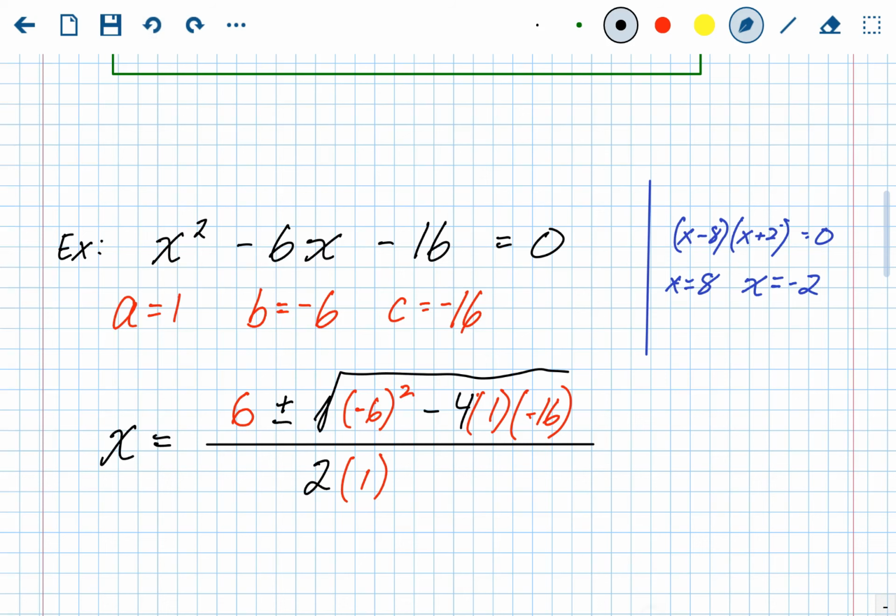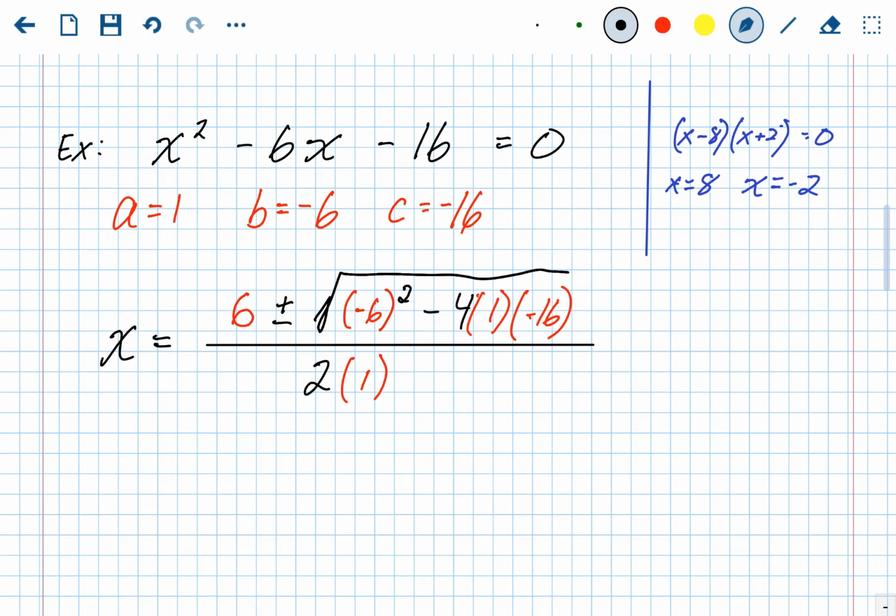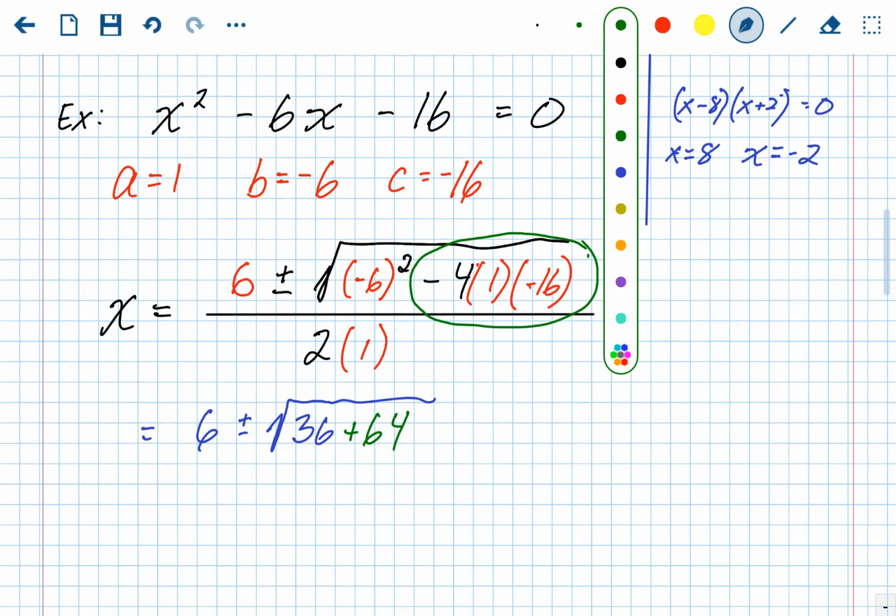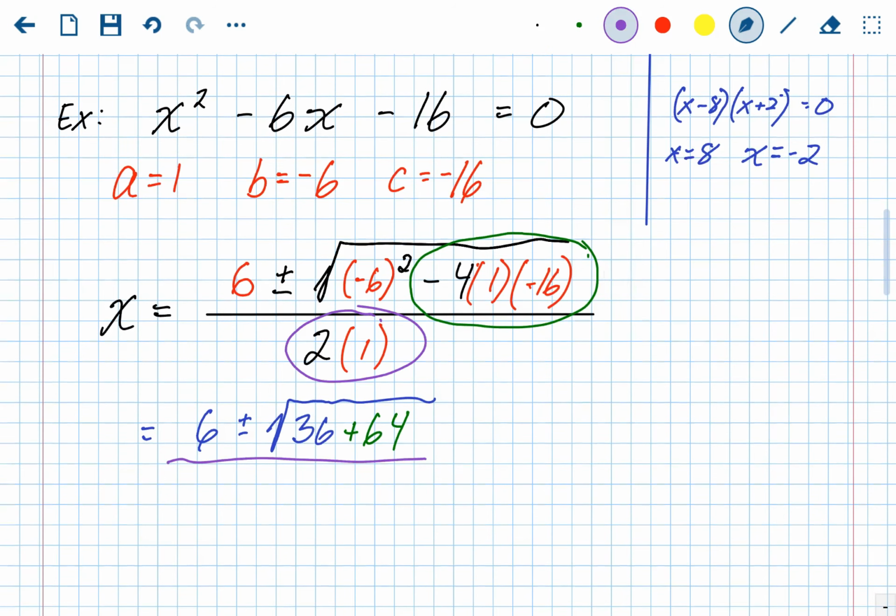I'm just going to change that 2 to black. Anything in red is what you plug in, and anything in black is part of the formula. Let's simplify. The 6 is going to stay, plus or minus. Negative 6 squared inside is 36. Then multiply those 3 numbers together, including the negative 4: negative 4 times 1 times negative 16 becomes plus 64. Then multiply the bottom: 2 times 1 is 2.